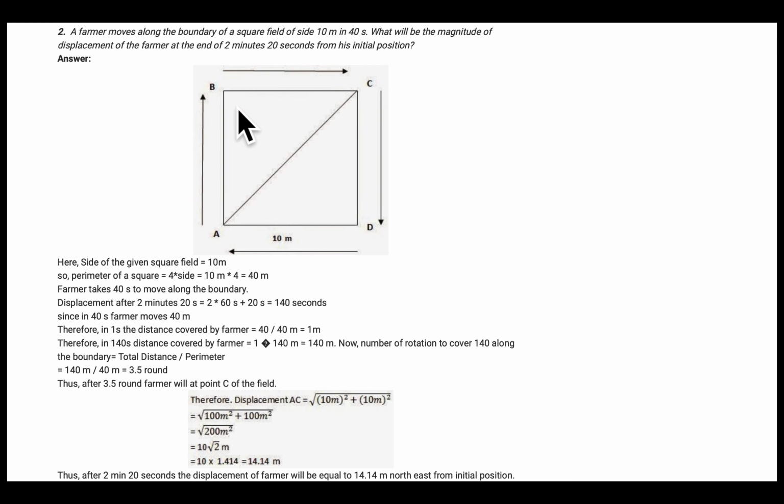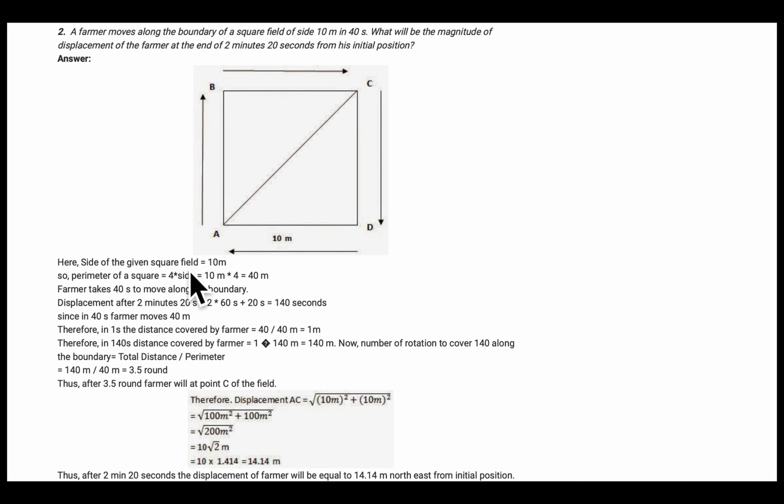He completes one round of this square in 40 seconds. So what do we have to calculate? We have to calculate the displacement. Now let us see how we will start.